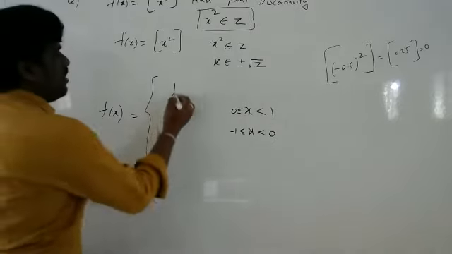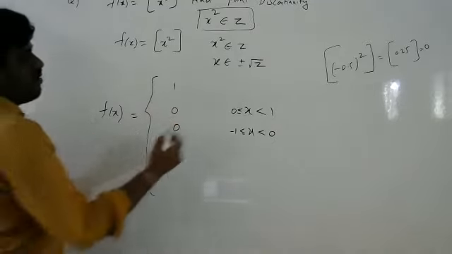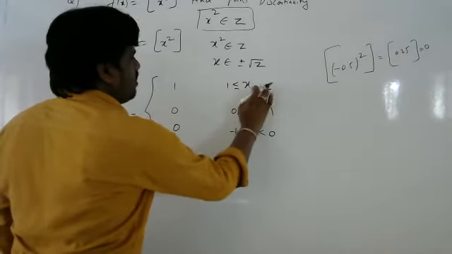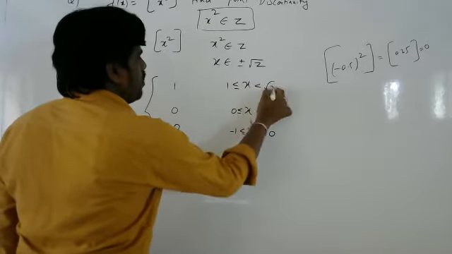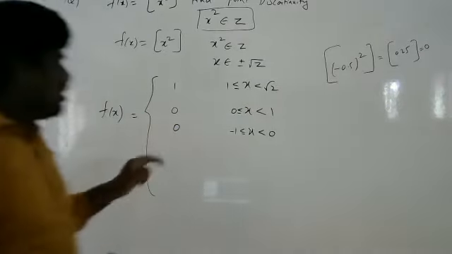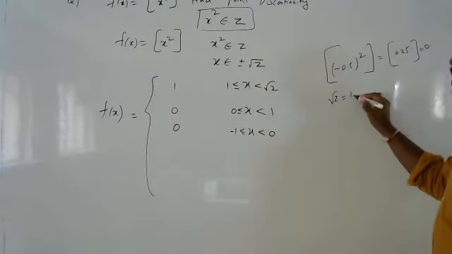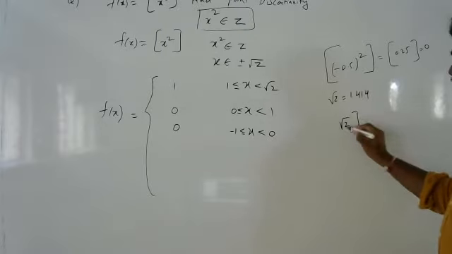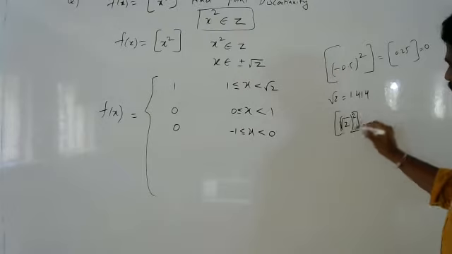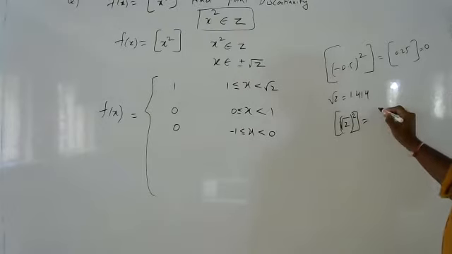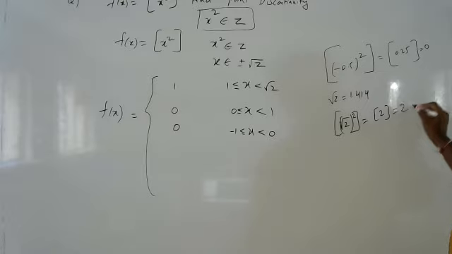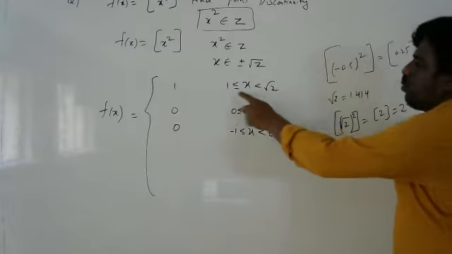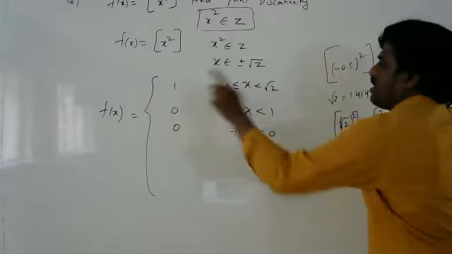Again, it becomes 1 when x is in between 1 and root 2. You know root 2 square is 2, and root 2 value is 1.414. If I square root 2, I get the integer 2, so x must be less than root 2. So 1 to root 2 will give you one result.